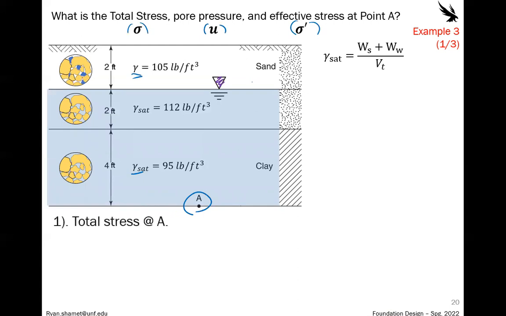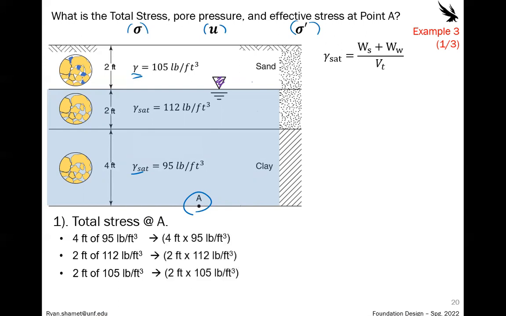So the total stress at A, let's see if I actually wrote all this down so I don't have to go through it at all. Okay, yeah. So again, we're just thinking about what we're feeling if you were a little piece of sand at point A. You would have 4 feet of a material that's 95 pounds per cubic foot. And then you would have 2 feet of a material that is 112. And then you would have 2 feet of a material that is 105 pounds per cubic foot. If you were that sand particle, that's what you would have to hold up at point A.